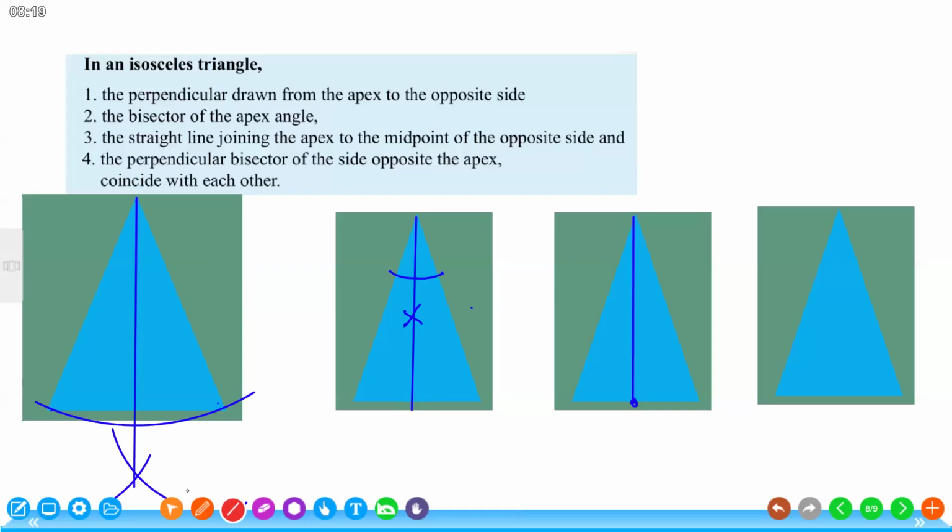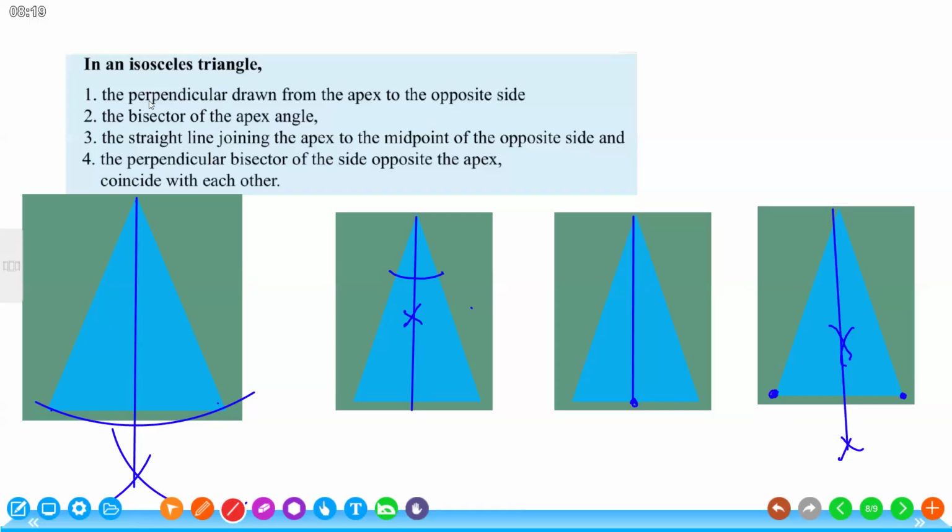Student, you have to draw the perpendicular bisector using the compass. Draw an arc, another arc. Keep it in this point. You move the center to this point, then draw an arc. Then what happens? If you join it, this one perpendicular line also passes through.